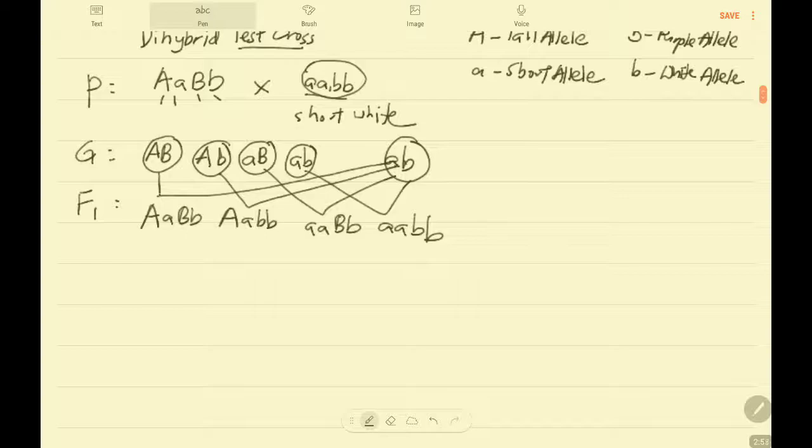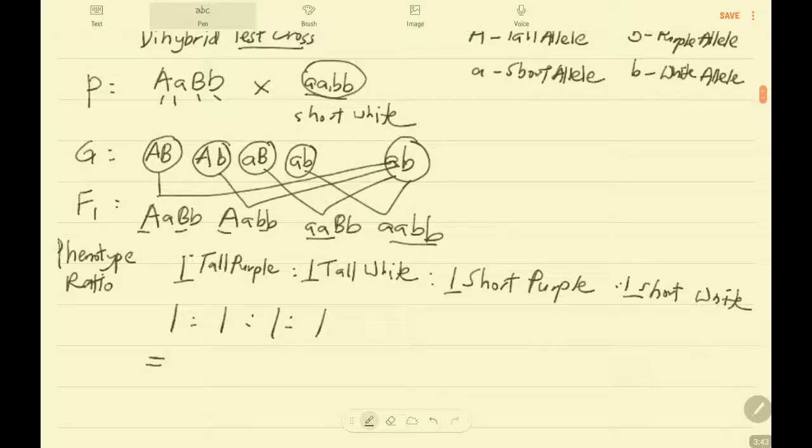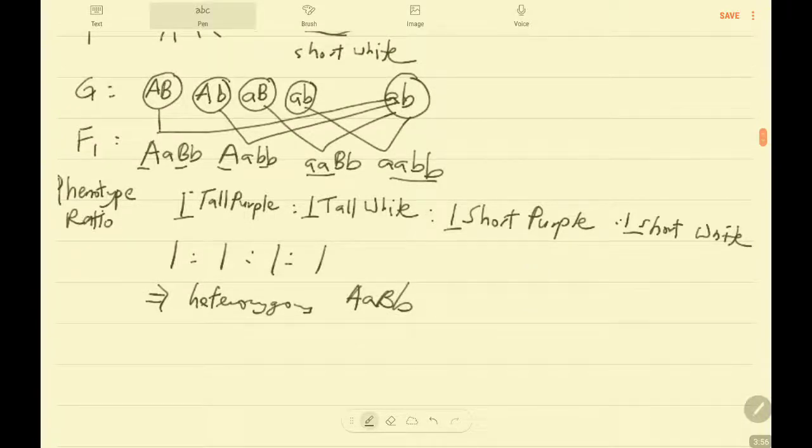So what is the phenotype ratio? It is 1 tall purple to 1 tall white to 1 short purple to 1 short white. If you get the results 1:1:1:1 like this, then you say that the unknown genotype is heterozygous, heterozygous for A and B. So this is the dihybrid test cross.